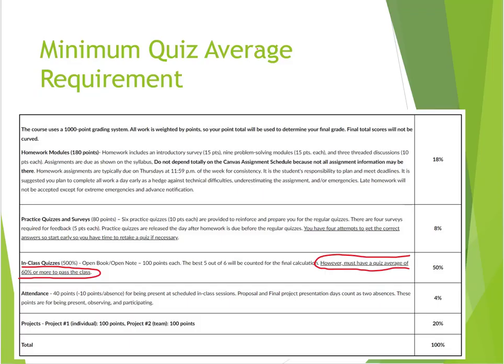I want to point something out on this slide, and that is on the syllabus. It is shown from the very beginning that when it comes to grades for the quizzes, which is 50% of your grade after dropping the low quiz grade, there's a caveat. Students must have a quiz average of 60% or more to pass the class. So this is independent of what your total points are. If you don't have a passing quiz average, then you don't pass the class.